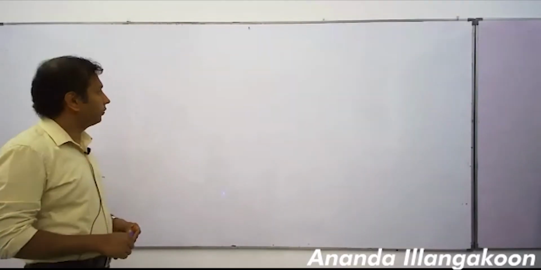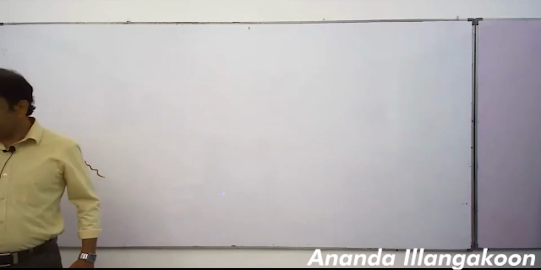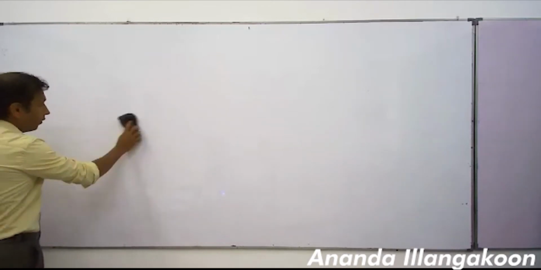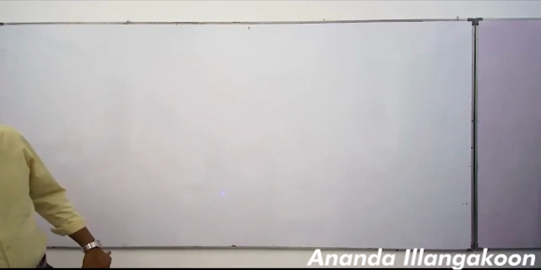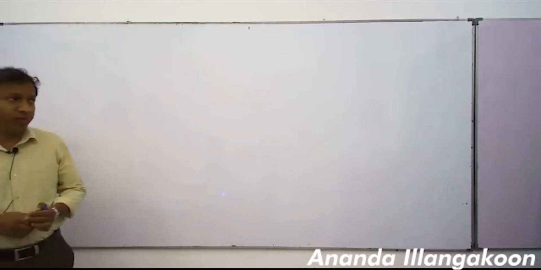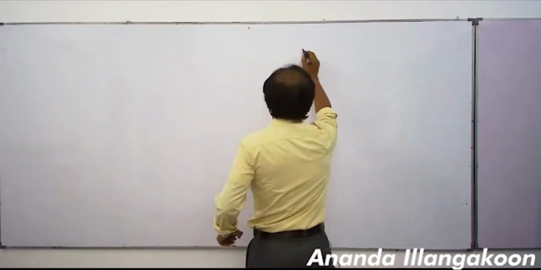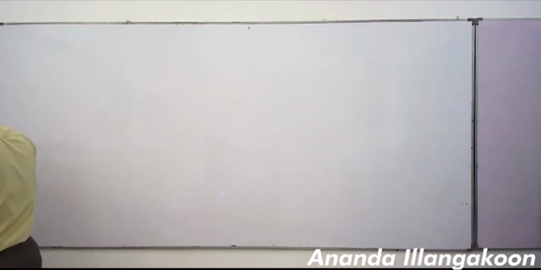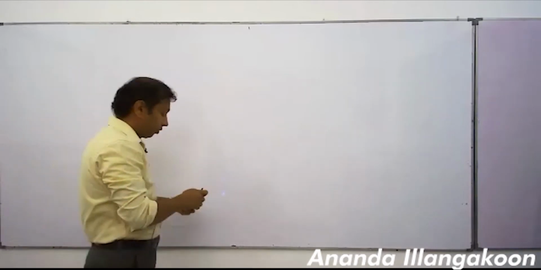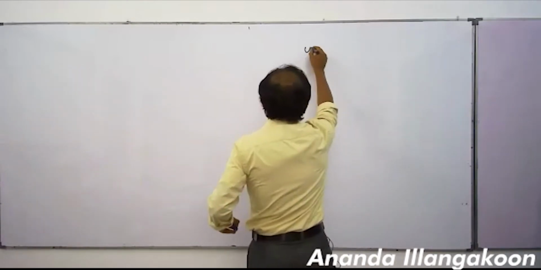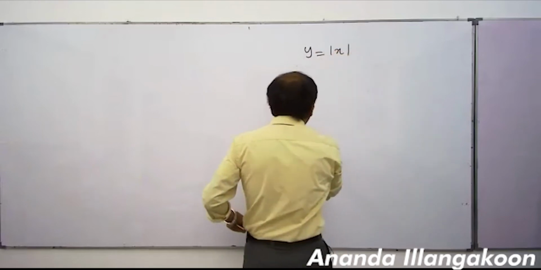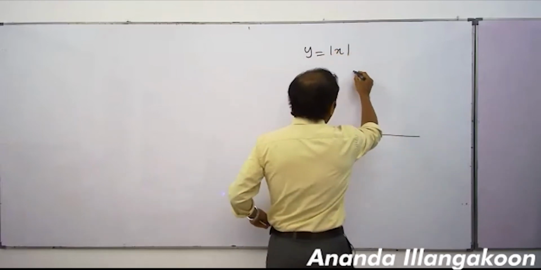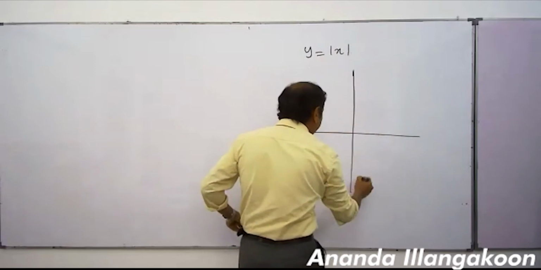Right. Last week, at the end of the lesson, we discussed the graph of y equals mod x. We learned, people, that it is a V-shaped graph like this.